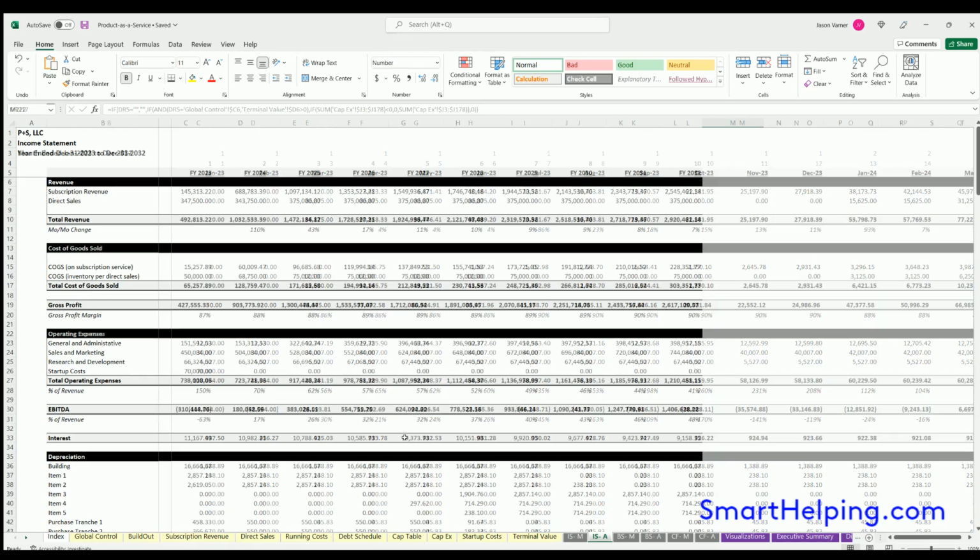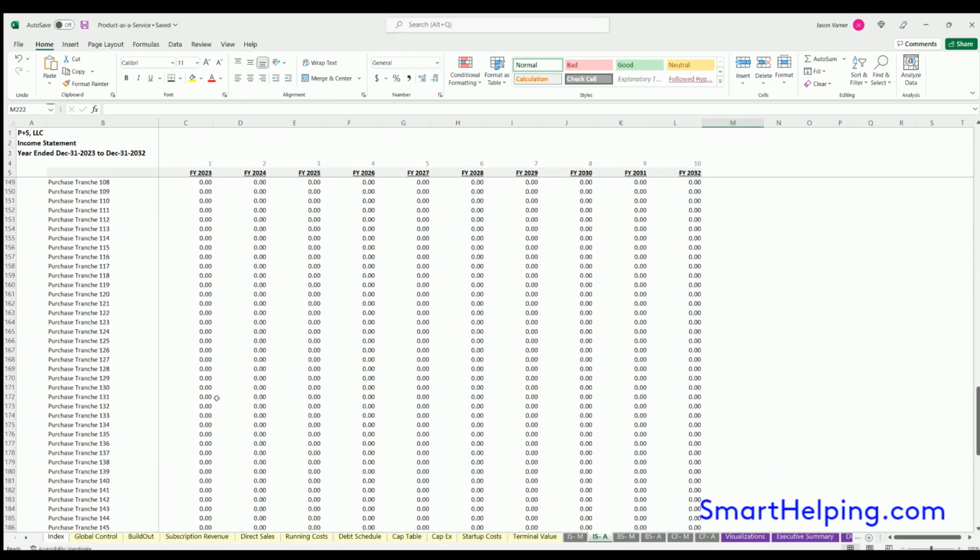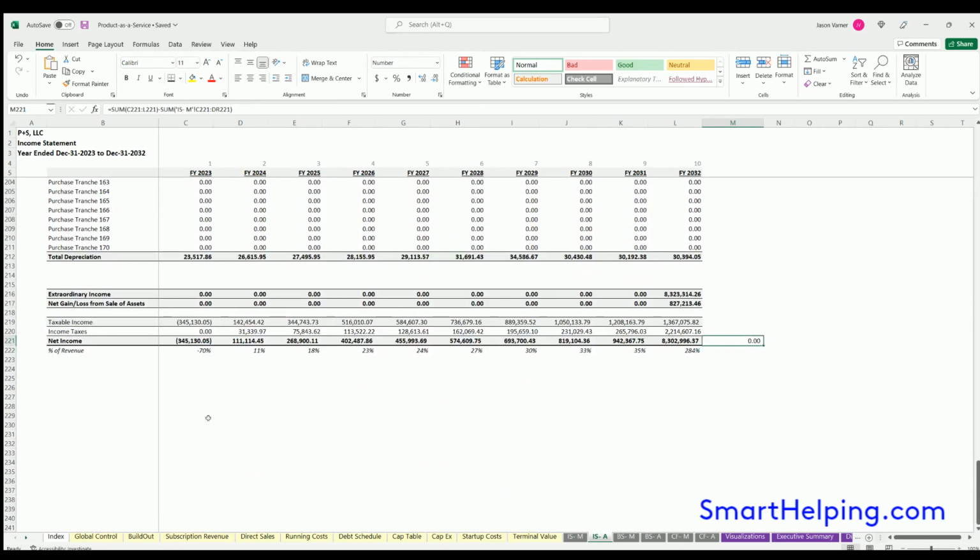Annual income statement, same deal, but on an annual basis. All the same numbers. We got our check balance there.